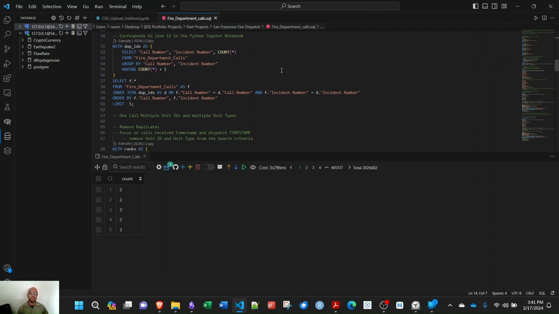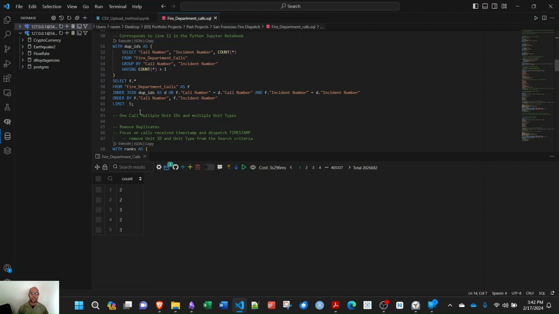So I start with a CTE, duplicate IDs, select call number and incident number, the fields that contained duplicates that I've defined here as unique IDs, and the count for all of those. From my data set that I uploaded as a table called fire department calls, I'm grouping by the 2 unique IDs just like I did again, but here, same logic. I'm selecting the call number, incident number, and their counts for when they have a count greater than 1. That will make sure that only duplicate records get included in this data set.